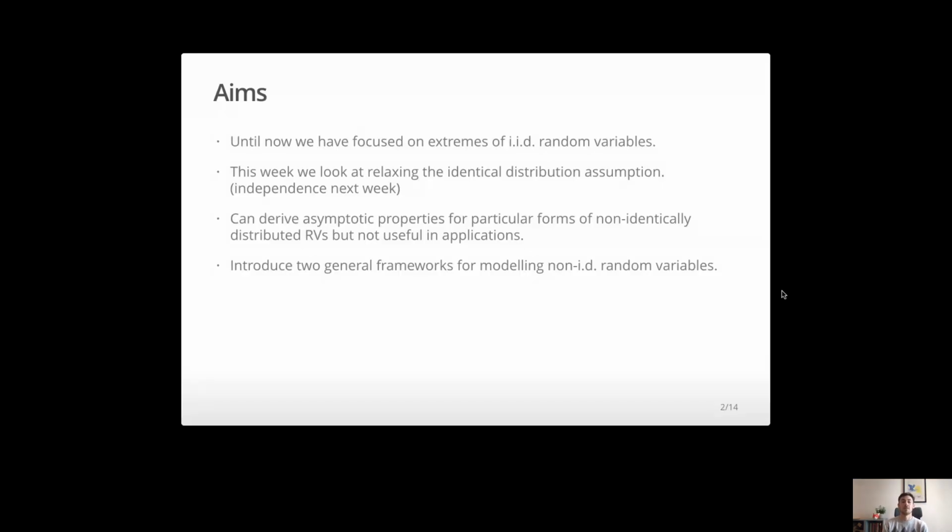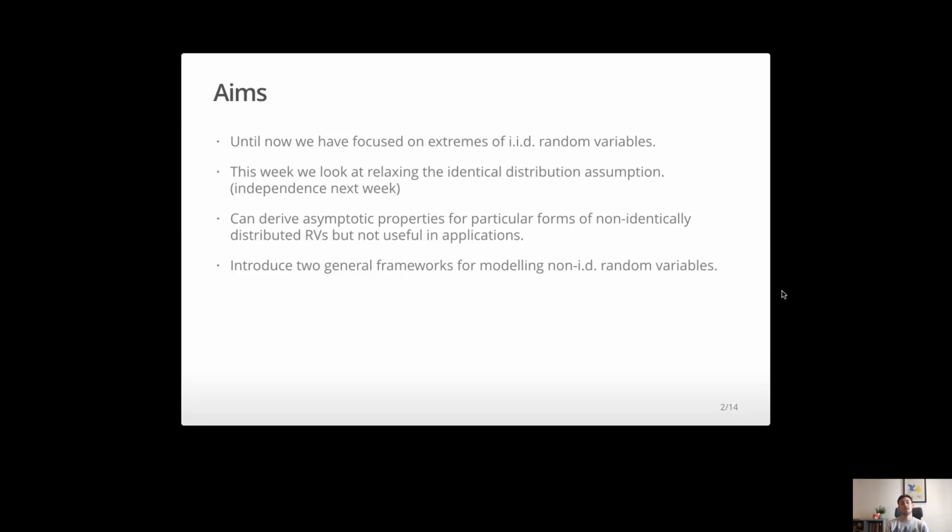So what are the aims of this chapter? Up until now, we've been focusing really heavily on modelling the extremes of independent and identically distributed random variables. What we want to do is look at relaxing the second part of this assumption, that the marginal distribution of each random variable is the same. Next week, we'll come back and look at the first part of this assumption, that each of the observations are independent.